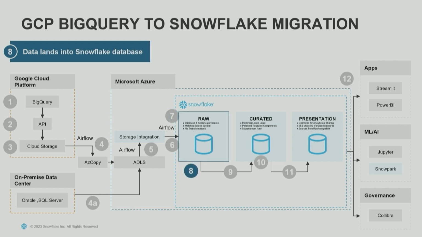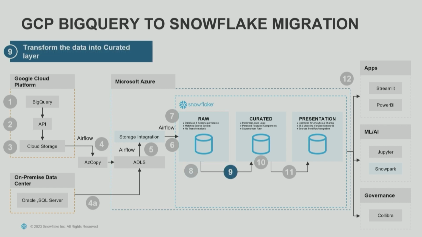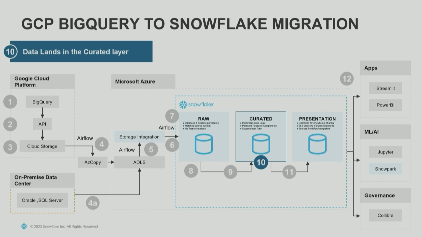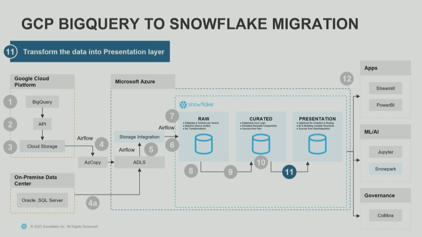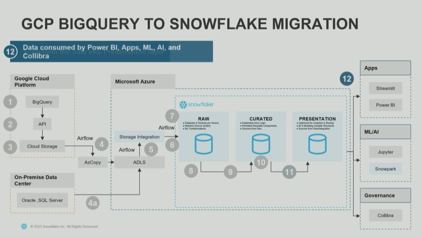So the data is landed into Snowflake. From there, you can transform the data into curated layer, and data gets landed into curated layer. So these are some standard practice that you will follow after that, right? Then the data lands into presentation layer, and then the data can be accessed by different applications.